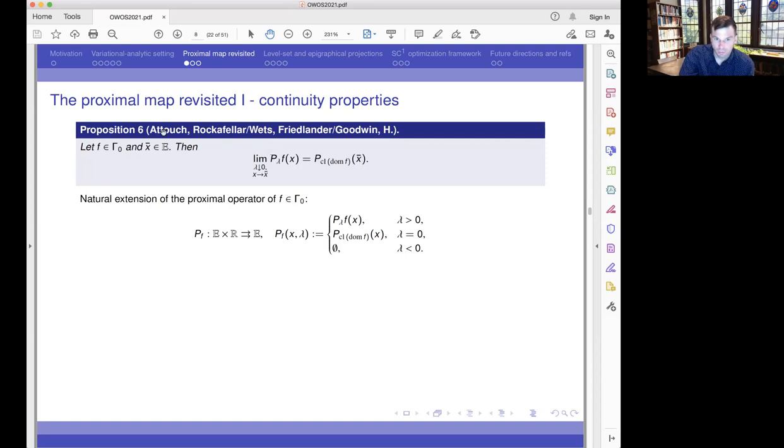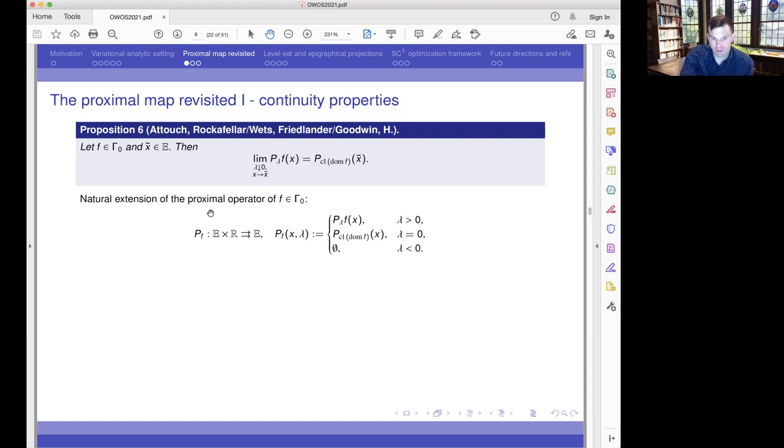And this was observed in Attouch. We have a slightly different proof, which is based on epigraphical convergence. And there is actually a deeper result on monotone operator theory in Rockafellar-Wets, which also has this as a consequence. So this is why I have all these references here.